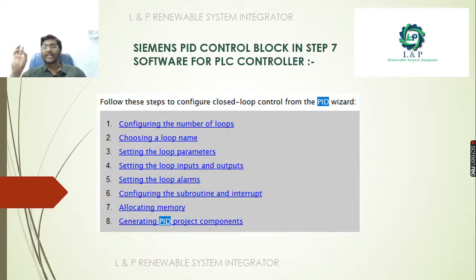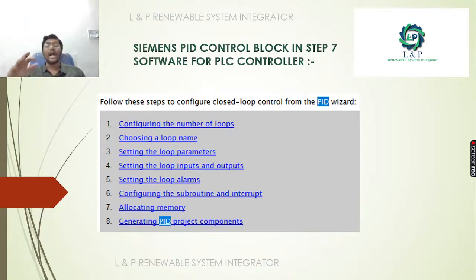Next you need to assign a name for a loop, and you need to set the loop parameters, and you need to set the loop input and the outputs, that is the memories. And if there is any critical point that you want to raise, say for example, if the pressure is this much high, I need to raise an alarm, then you can set the loop alarms also.